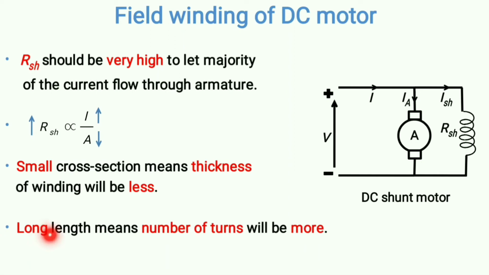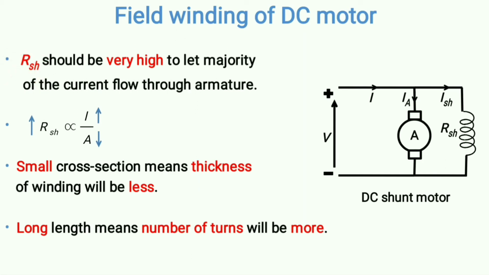Similarly, long length means the number of turns will be more. Here the length should be long enough, and physically it means the number of turns will be more, because the longer the length, the higher the number of turns. So you have to keep these 2 points in mind before choosing the shunt winding resistance.